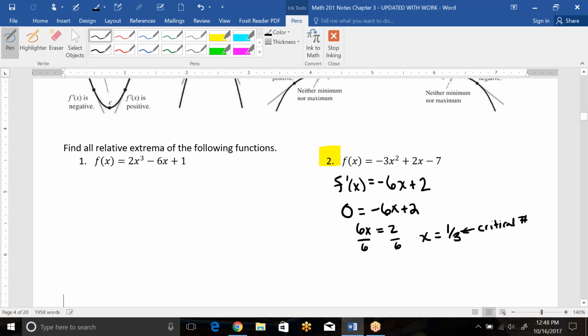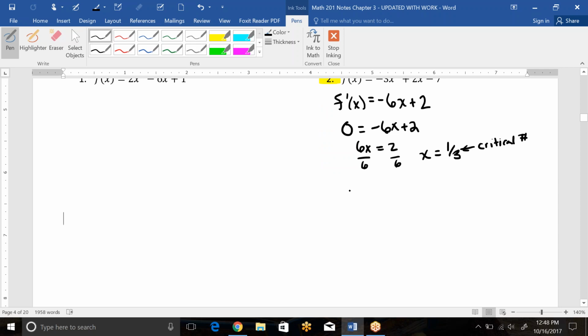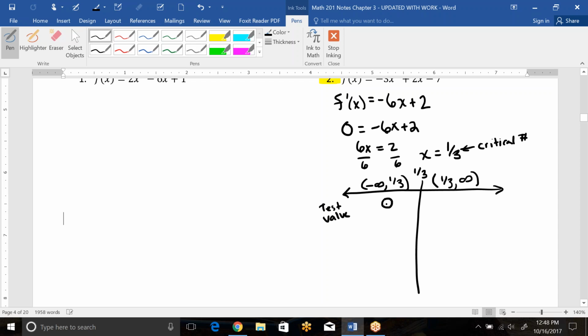Now what we want to know is, is that actually a relative min or max? So what we do is we place it on a sign chart, put the number right there in the middle. We talk about the intervals on each side. This is negative infinity up to 1/3, and this is 1/3 to positive infinity. We pick a test value in each region. Something less than 1/3, I can use 0. Something bigger than 1/3, I could use positive 2.